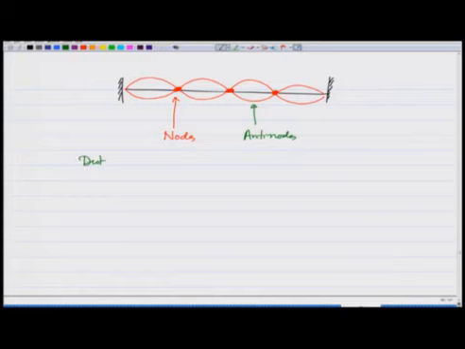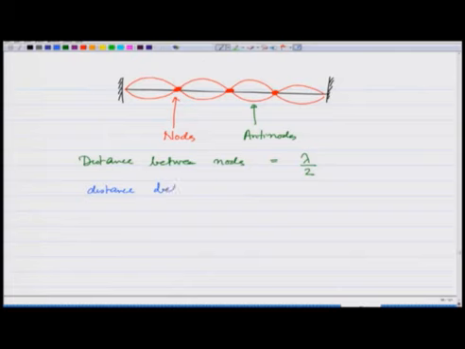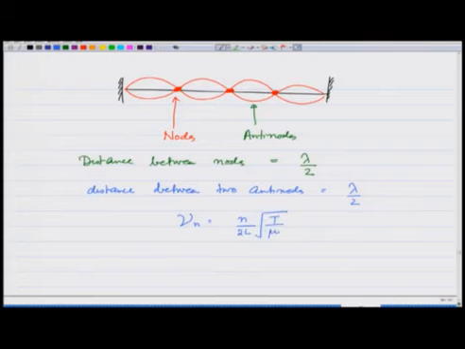Distance between nodes is equal to lambda by 2. Distance between two antinodes, that means adjacent antinodes, is also lambda by 2, and we have seen that the frequency at which it vibrates is going to be n over 2L square root of T over mu.